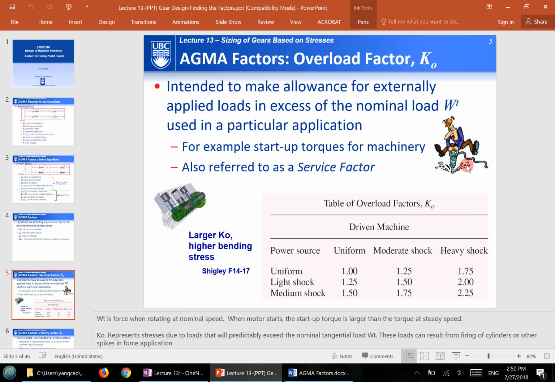So that type of non-uniformity at the input and output location will be compensated by the so-called overload factor KO here. That's KO, also called the surface factor. As you can see, if both of the power sources are uniform, then you pick the KO as 1. If you have a situation with a moderate shock or a light shock, right? This is the input side, the driving side here. Then you use the corresponding 1.5. So that's how you pick your KO values here.